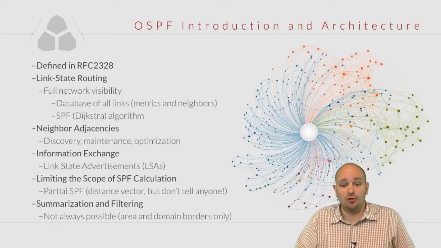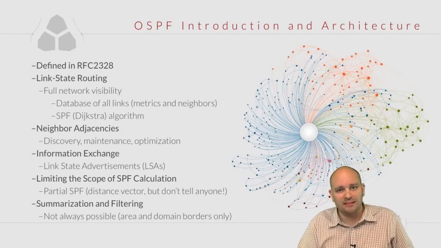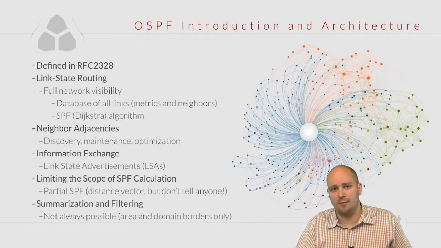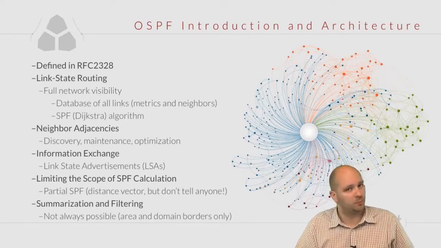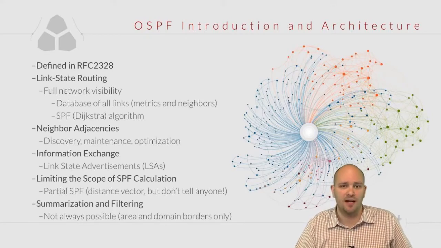And at the end, we are going to talk about summarization and filtering in OSPF. As we will see, summarization and filtering, unlike in other protocols, may not always be possible in OSPF for various reasons. You can summarize and you can filter the routes, but not anywhere in the network. You have to do it at predefined boundary points in our network.